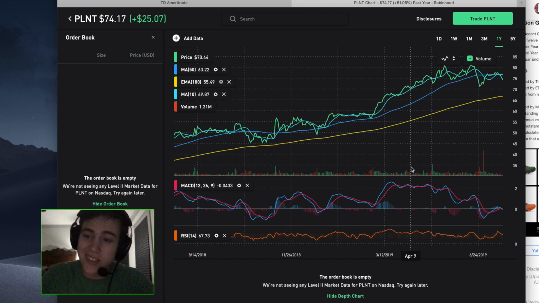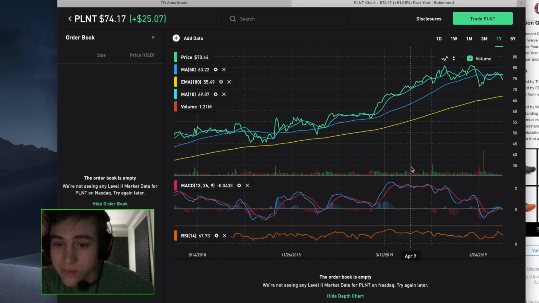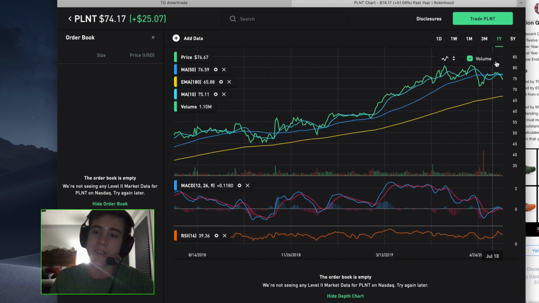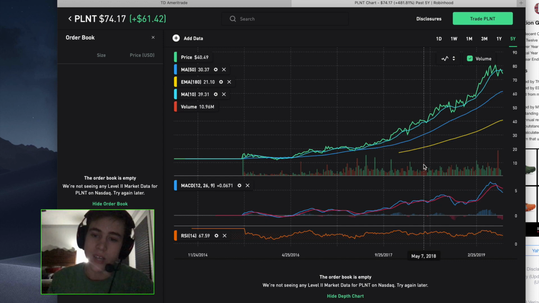However, if it breaks this EMA, I mean, let's look at it on the 5 year. It has just gone straight up. It really has. It's a great stock. It's a great company. But this is a lot of horizontal movement. It kind of scares me.